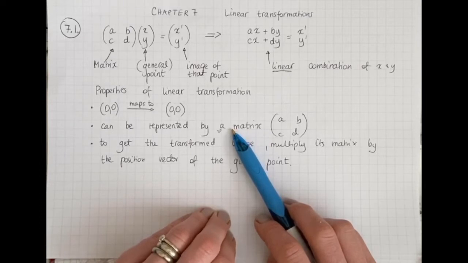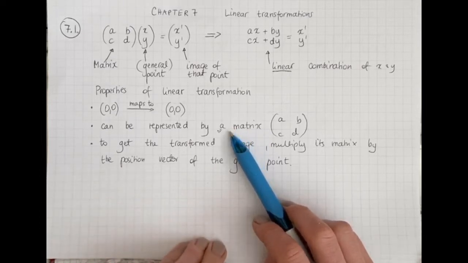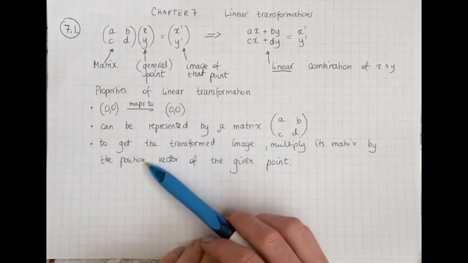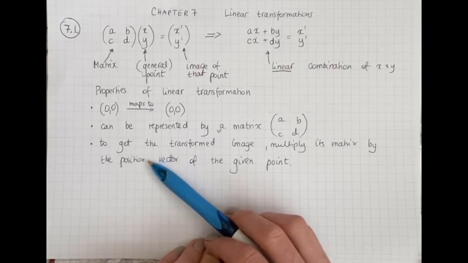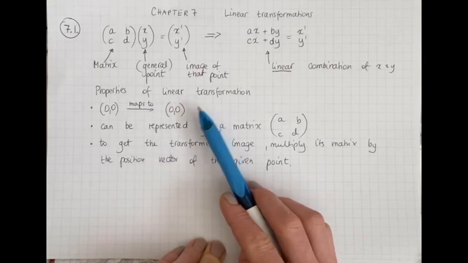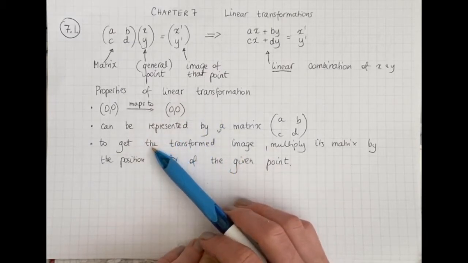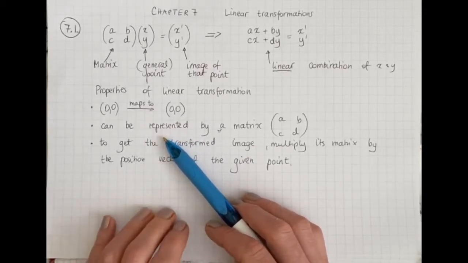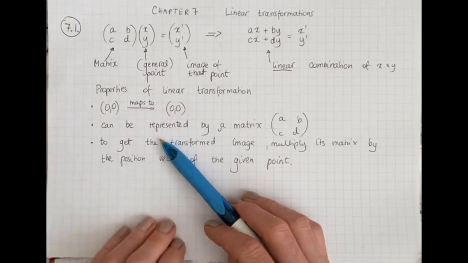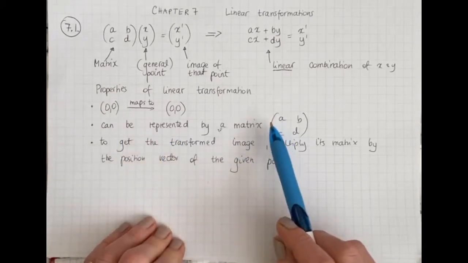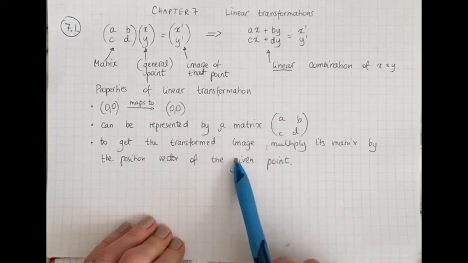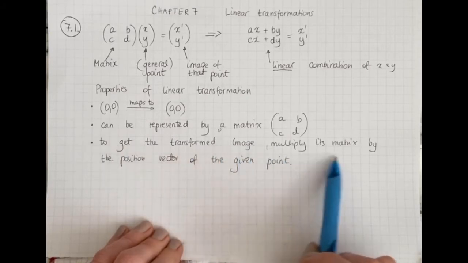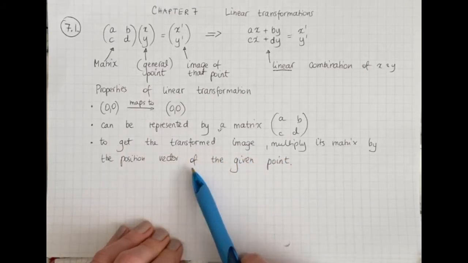What are the properties of the transformation? So geometrically, the origin is mapped to itself. So the origin will stay put, will not be transformed anywhere else. So a translation is not going to be classed as a linear transformation, because if you translate a point, including the origin, it will go somewhere else. It can be represented by a matrix with 4 entries, so it's a square matrix, and to get the transformed image you multiply its matrix by the position vector of the given point.